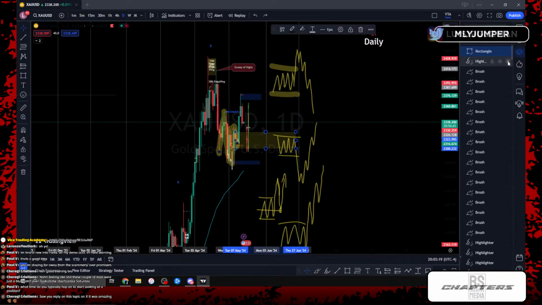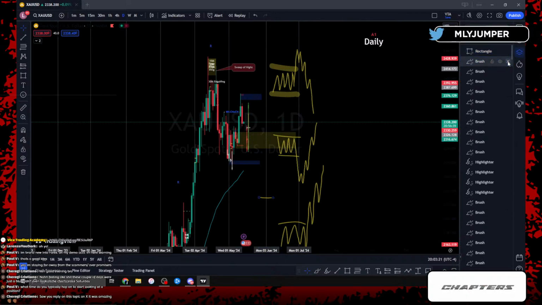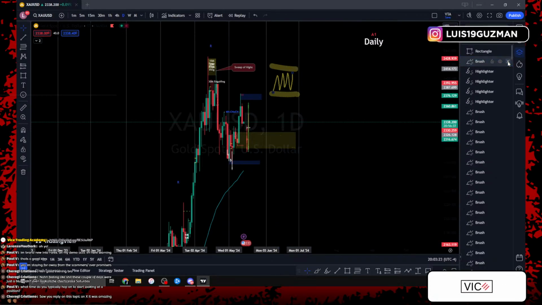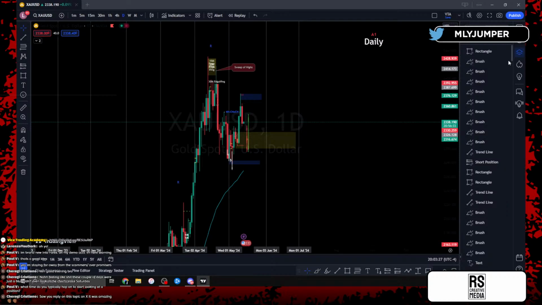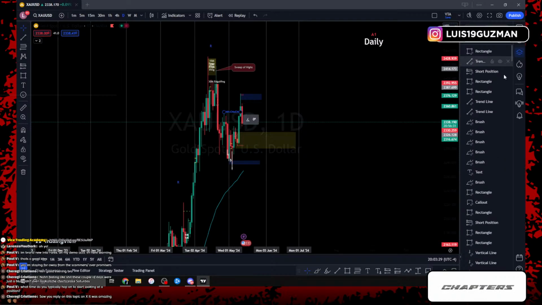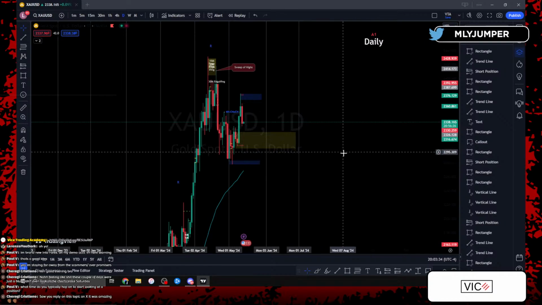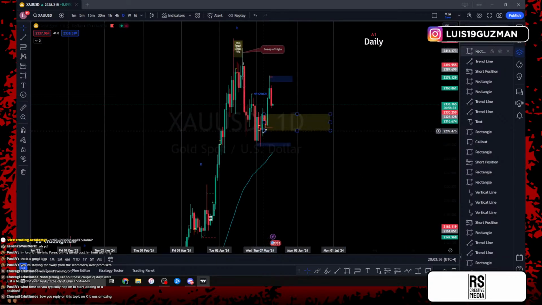Oh my god. Sorry, guys. You see, this is why I don't like having drawings, because then I start moving everything that I don't mean to move, and then it messes the chart up a little bit. Okay. So much cleaner. There we go.